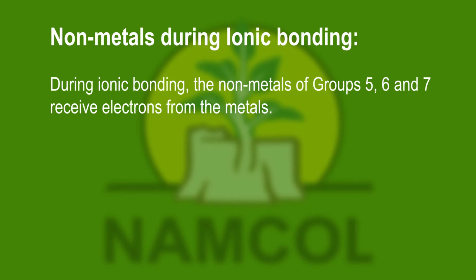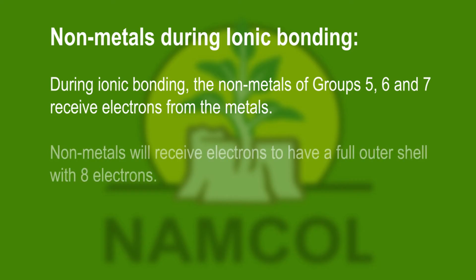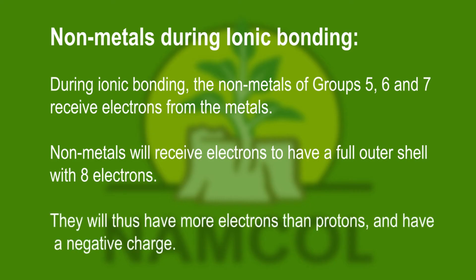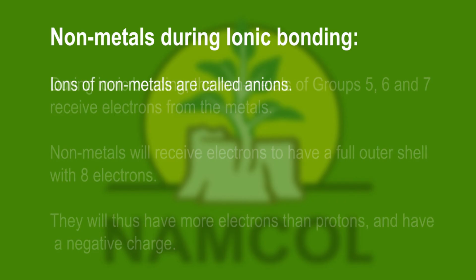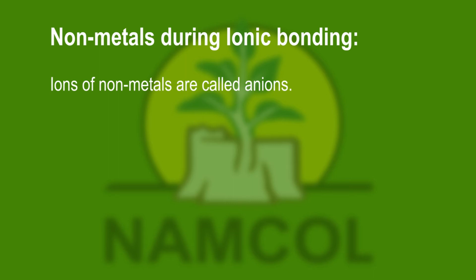During ionic bonding, the nonmetals of groups 5, 6 and 7 receive electrons from the metals. Nonmetals will receive electrons to have a full outer shell with 8 electrons. They will thus have more electrons than protons and have a negative charge. The ions of nonmetals are called anions.